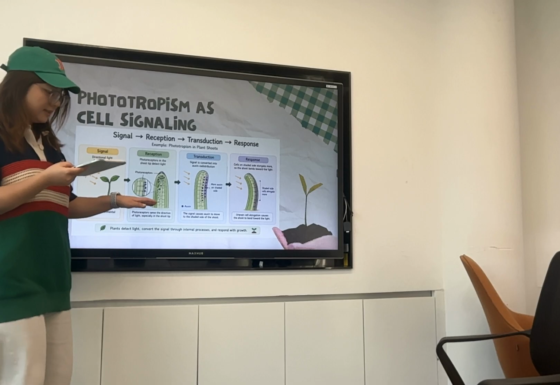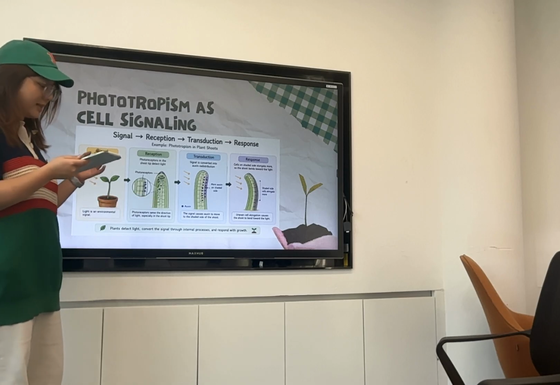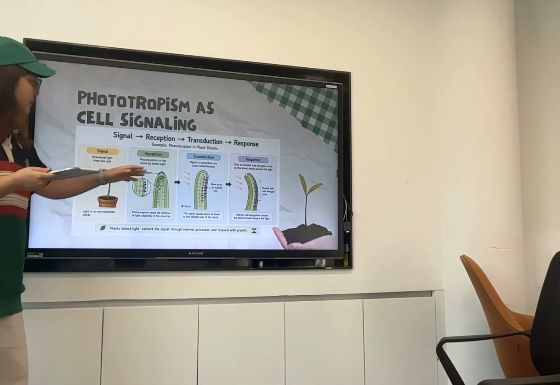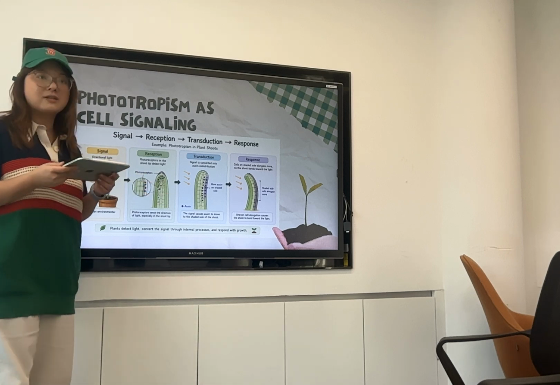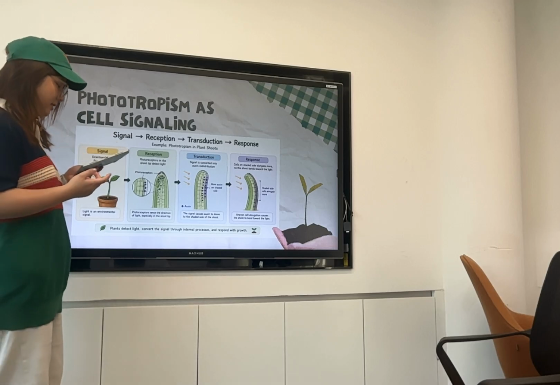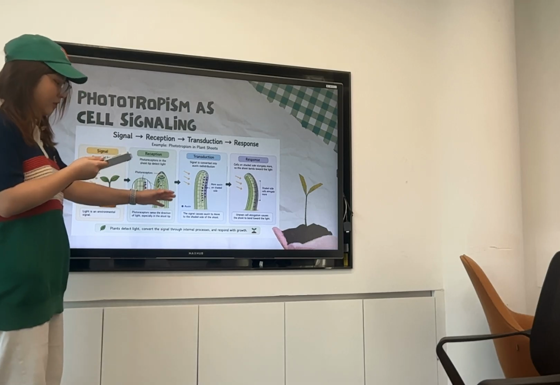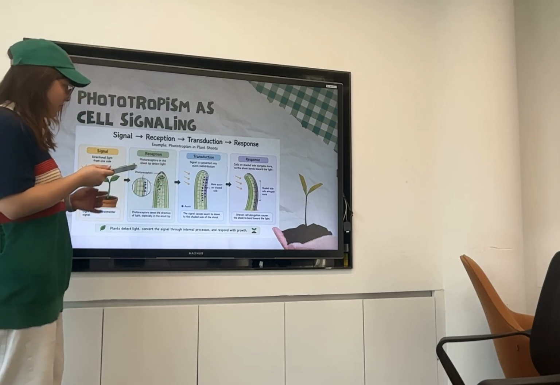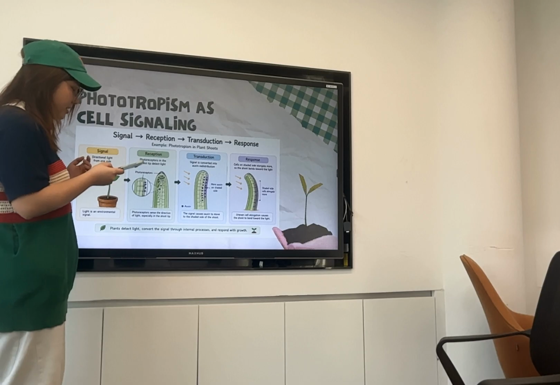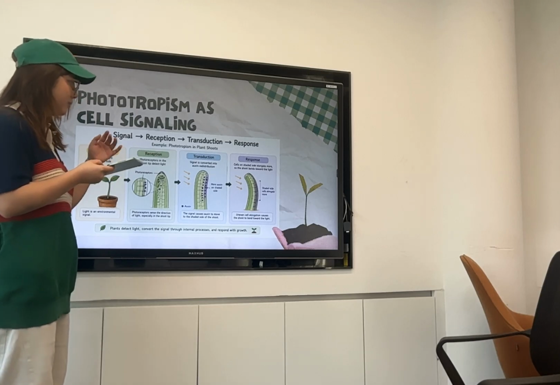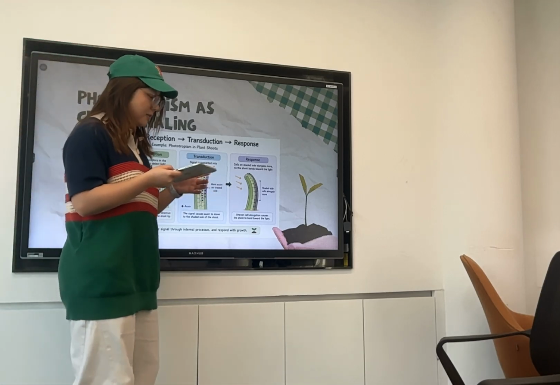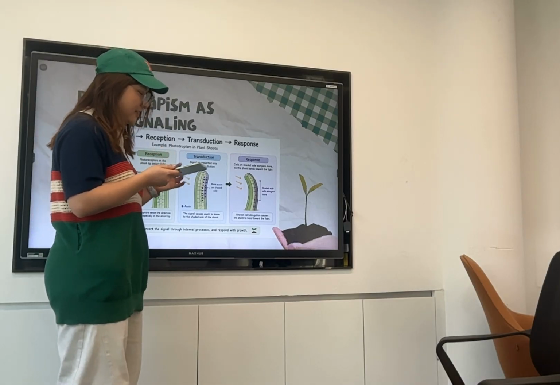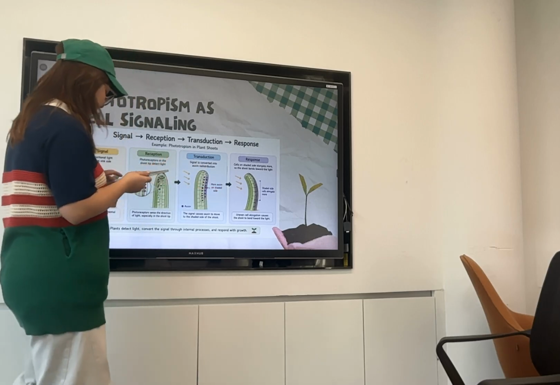The reception step happens when photoreceptors in the shoot detect the direction of the light. And the transduction step happens when the light signal is converted into internal changes inside the plant. In this case, the important internal change is auxin redistribution. Finally, the response is uneven cell elongation, and the shoot bends towards the light.